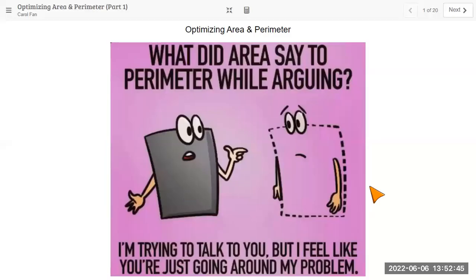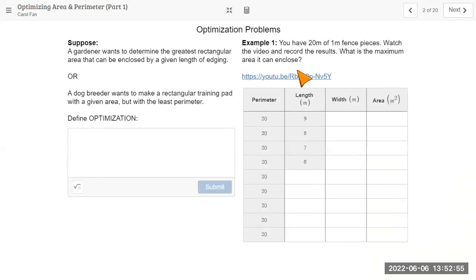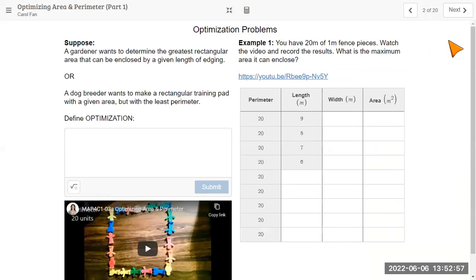Today we're going to talk about area and perimeter again, except we're going to talk about optimizing. When we talk about optimizing, it just means we want to make the most of what we have. Sometimes you might have to do certain things and choose certain shapes to achieve that. So let's consider this problem here.